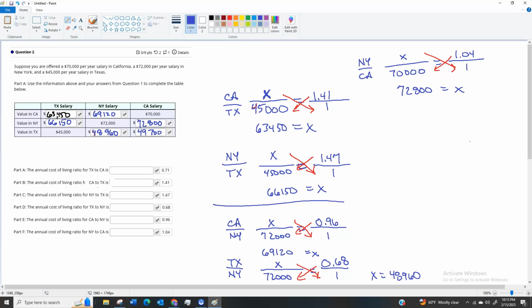And then we'll do one last time. We need Texas, and we have California. So Texas is our unknown. California is 70,000. And that should equal Texas to California. So over here, Texas to California is 0.71 to 1. Cross multiply, you get x equals 0.71 times 70,000, which came out to be 49,700. You actually end up doing the same math as far as what you put in your calculator. We're just setting it up a little differently.